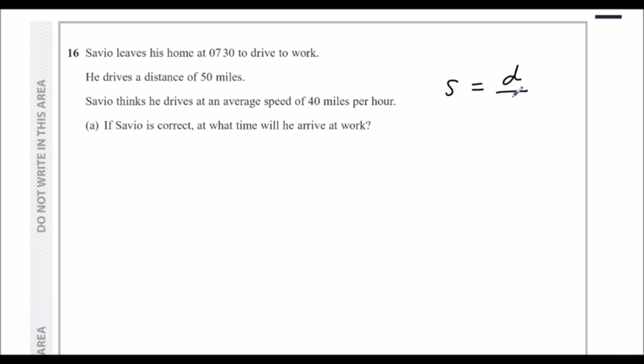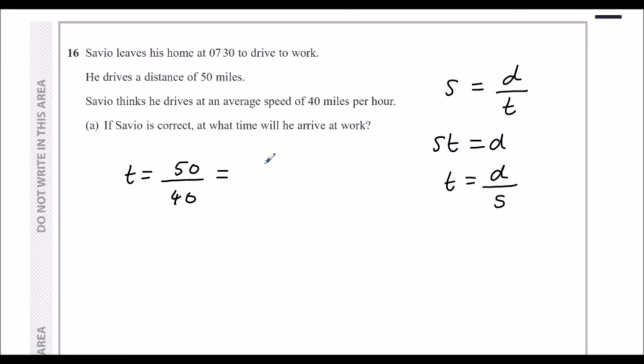So speed is equal to distance divided by time. If we want to work out time, we need t by itself, so times by t. So speed times time is distance, and divide by speed. So time is distance divided by speed. So the distance is 50. The speed is 40. So 50 divided by 40 is the same as 5 quarters, which is 1 1/4. 4 quarters is a whole. So that's 1 hour and 1/4 of an hour.